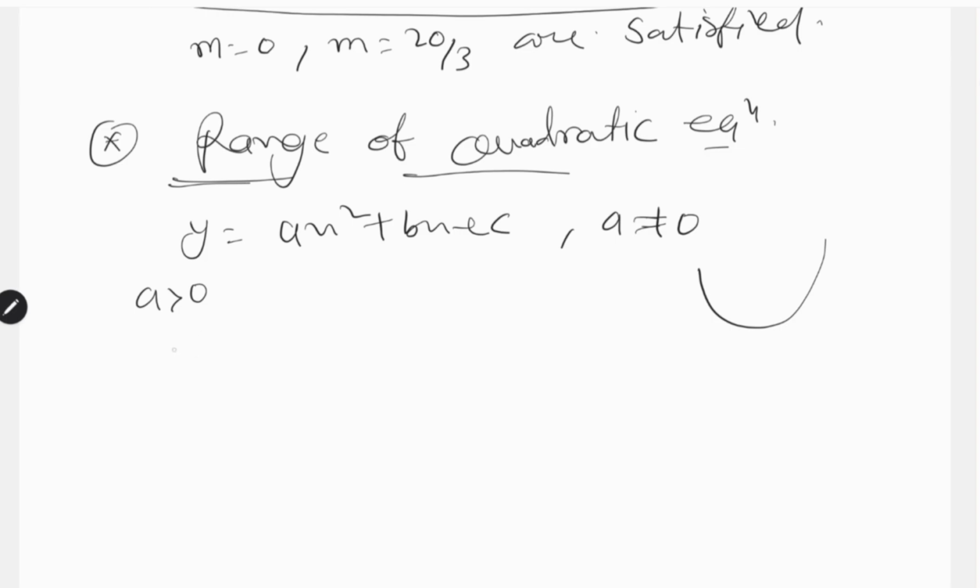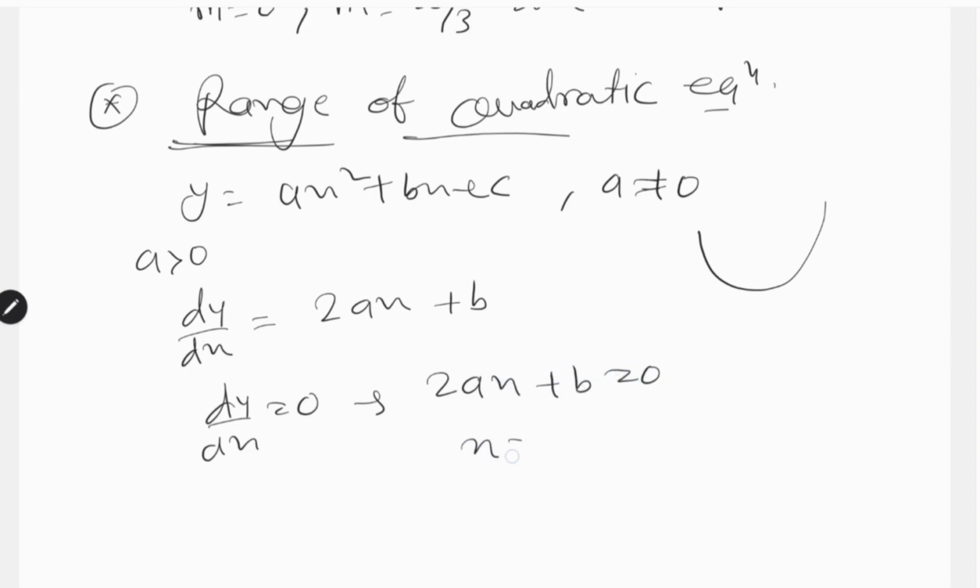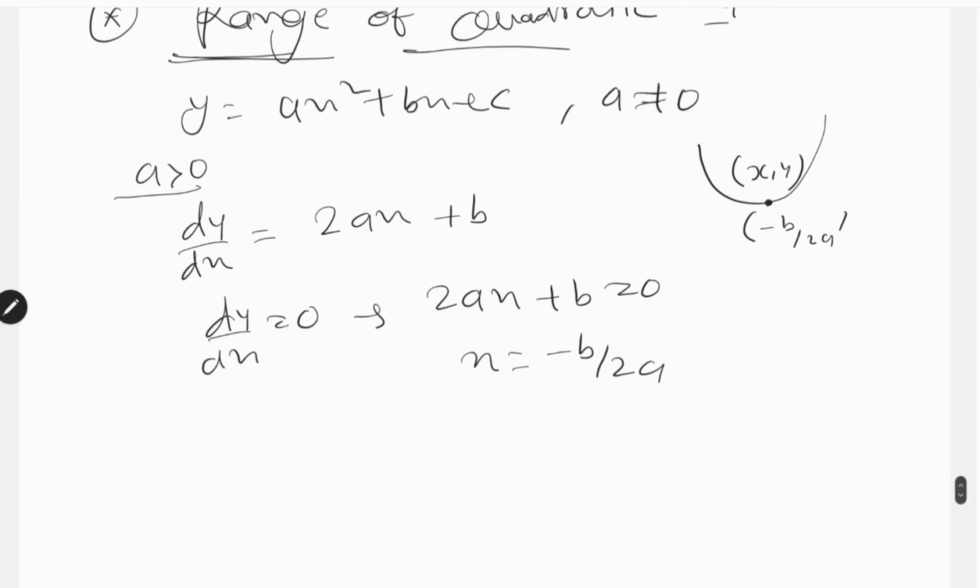Okay, dy by dx, what is dy by dx? dy by dx is equal to 2ax plus b. Okay, then to find the range, dy by dx is equal to 0, then 2ax plus b equal to 0. Then what is x? x equal to minus b by 2a. Then a is greater than 0, so it opens upward. Then the value x is equal to minus b by 2a.